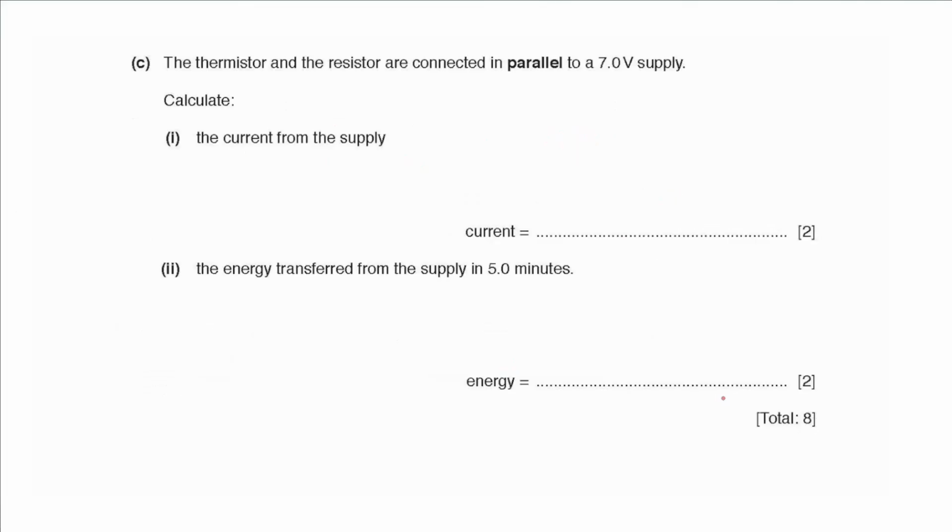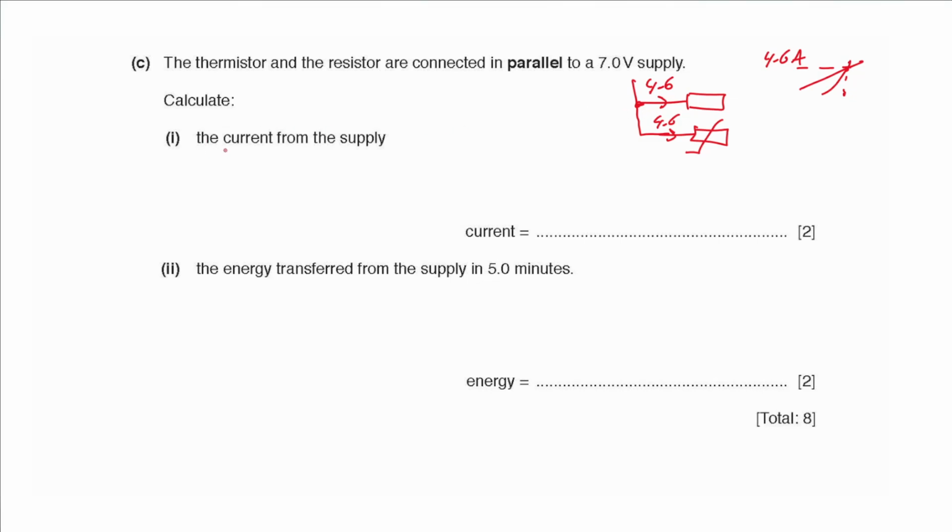Part C said the thermistor and resistor are now connected in parallel to a 7 volt supply, and in the graph the lines intersected at 7 volts, so they both had 4.6 amperes as current. They are connected in parallel, so the resistor had current 4.6 amperes and the thermistor also had current 4.6 amperes, but in parallel these currents will add up to get the total current.